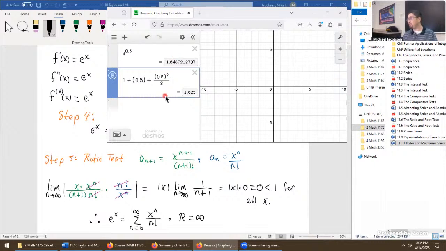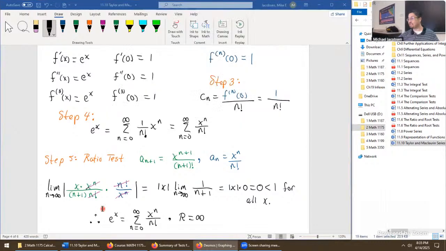Let's make this our last one. Plus 0.5 cubed over 3 factorial, 1.64. We're accurate to the hundredths already. The convergence is remarkably fast because of the factorial. Factorial grows rapidly, and so this is a really, really effective way to represent e to the x.